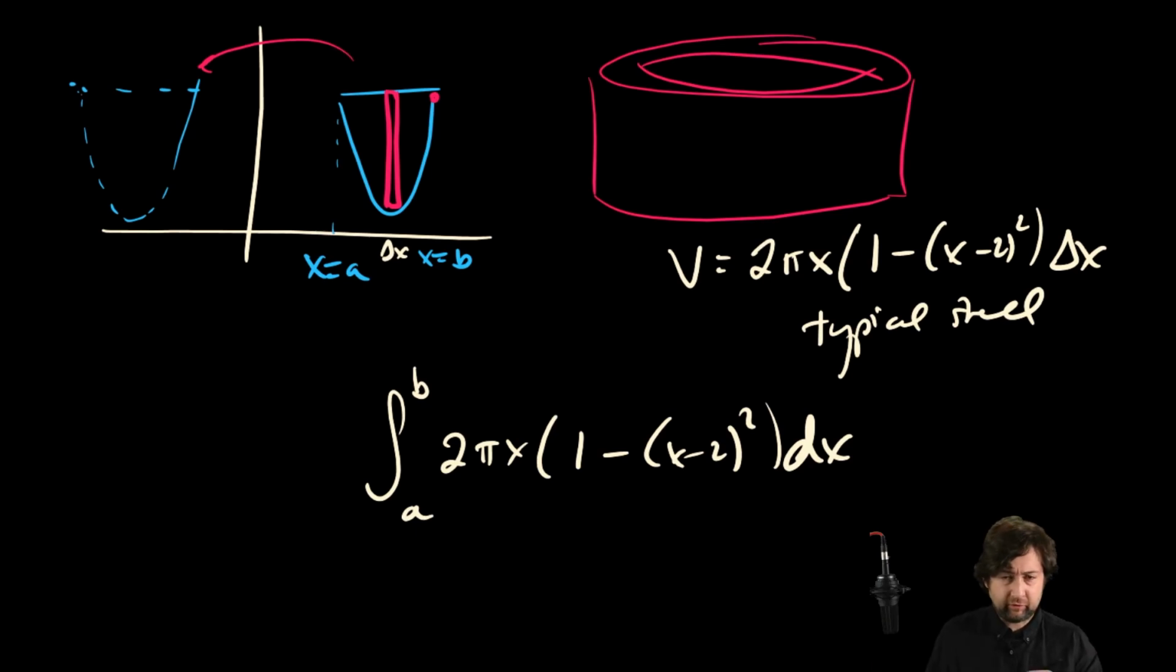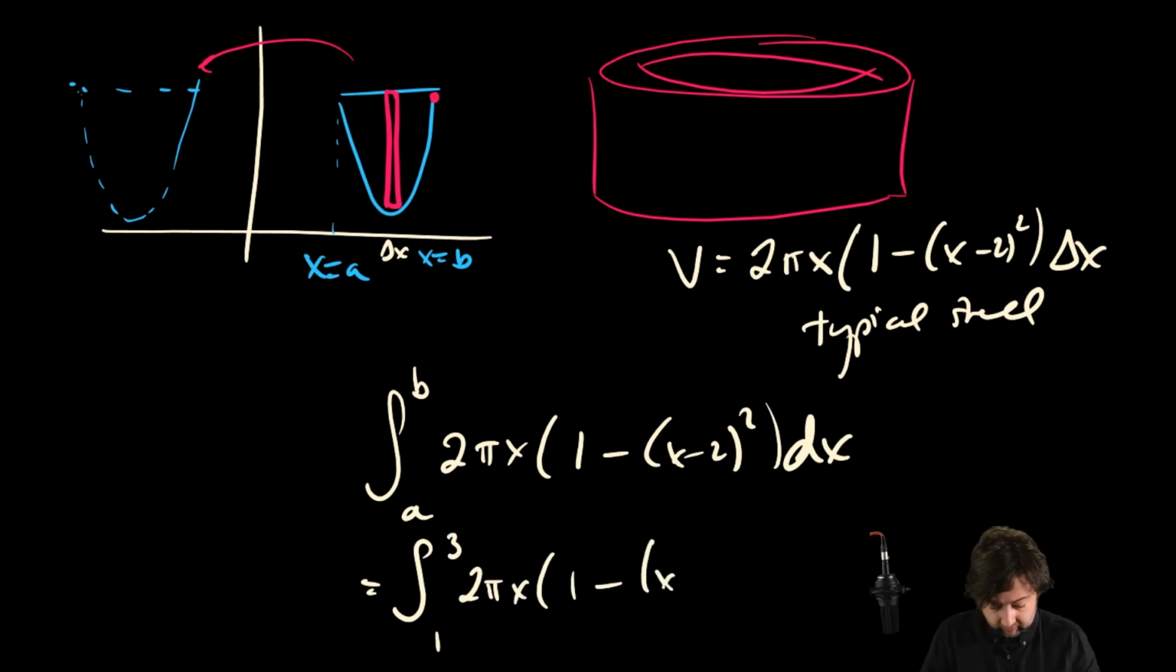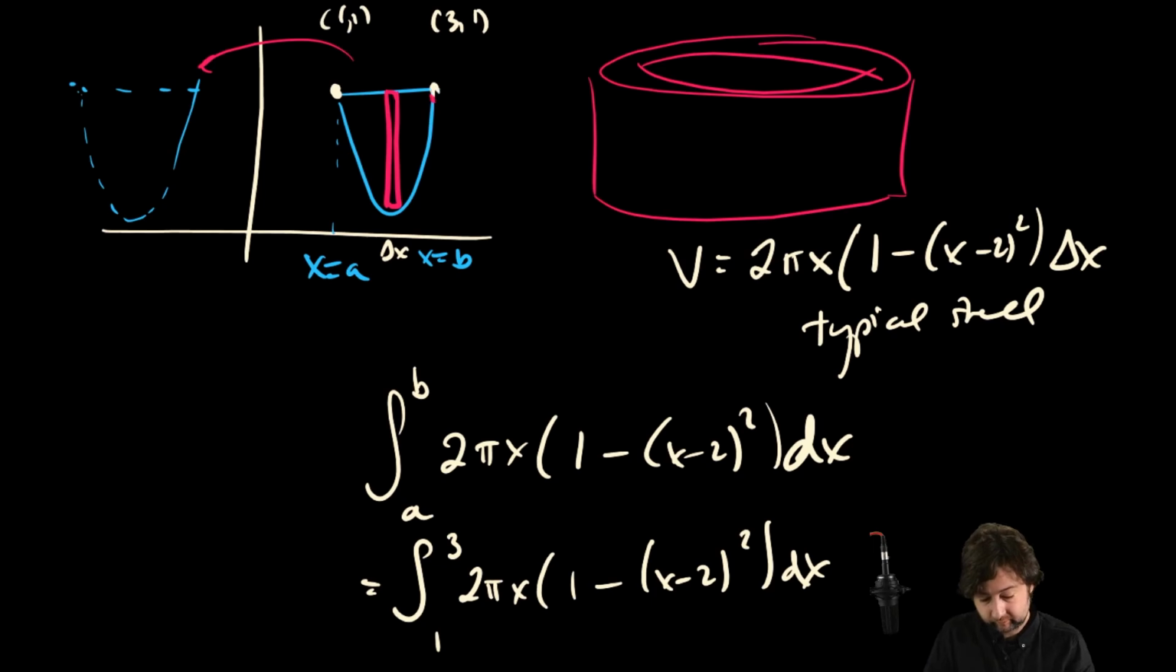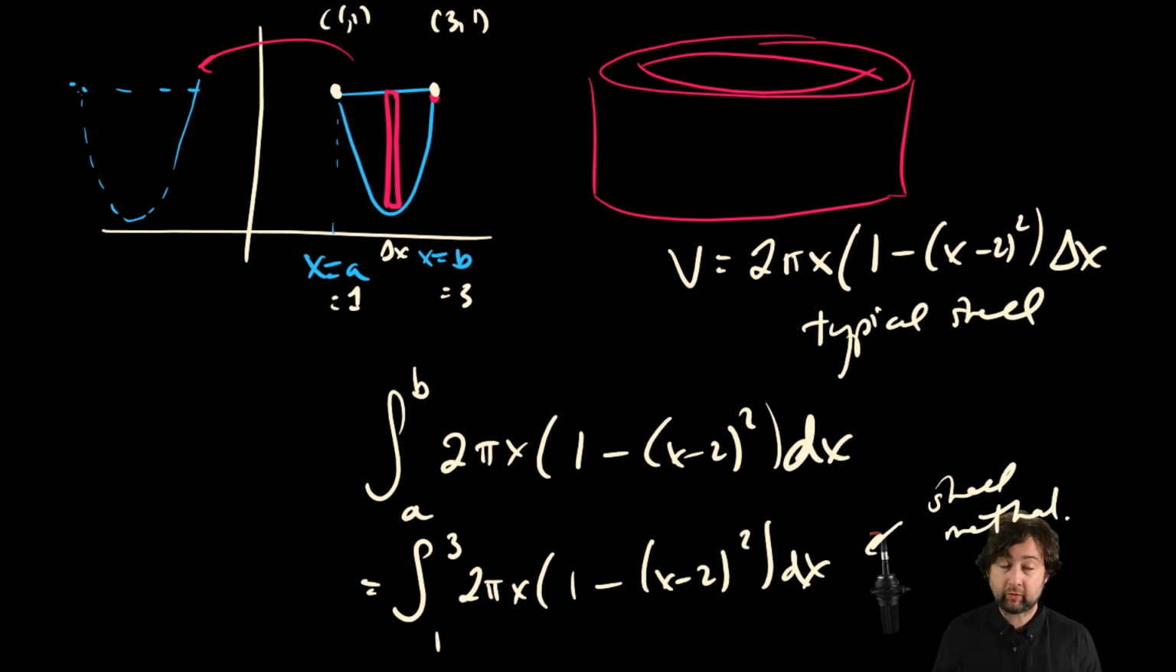Okay? So if you actually wanted to finish this problem up the way we wrote it down, it would be the integral from 1 to 3 of 2 pi x times 1 minus x minus 2 squared dx. And the reason is that this point right here is the point (1, 1), and this point right here is the point (3, 1). So your x values vary from 1 up to 3. And so all this is the shell method. Just like in the disk and washer method, the shell method is easier to figure out from implementation.